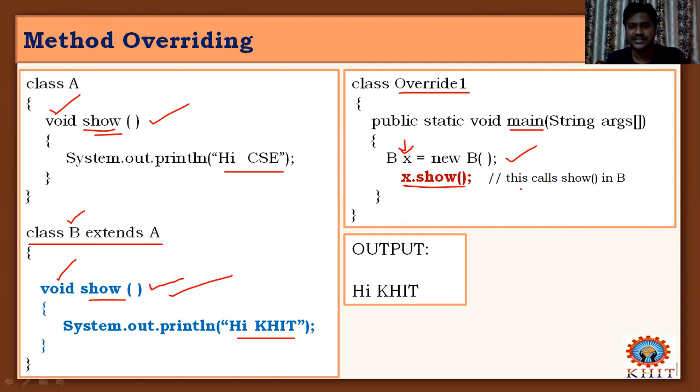That's why this statement, show using the x object, calls the show method defined in class B, the subclass only. Then it simply displays Hi KHIT. Hi KHIT. Understood?